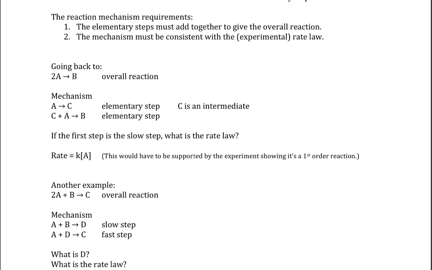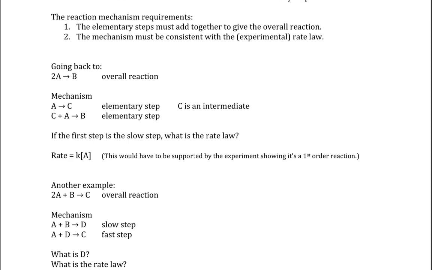So here's our overall reaction, 2A forming B. Our mechanism, our steps are A forming C, and then C plus A forming B. If the first step is the slow step, what is the rate law? Well, if that determines the speed at which the reaction can go, it's what we call the slow step. It gives us the rate.